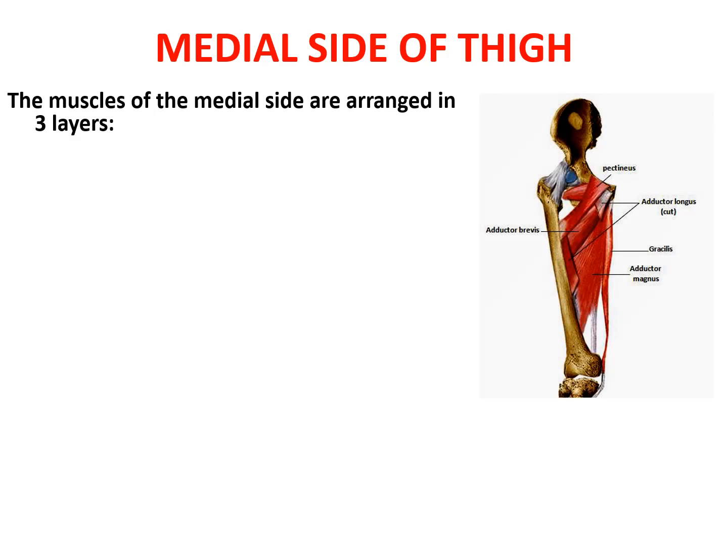Firstly, the muscles of the medial side of the thigh. They are arranged in three layers from anterior to posterior. The anterior layer is formed of three muscles, which are pectineus, this one, adductor longus, which is cut here, and the third muscle is gracilis.